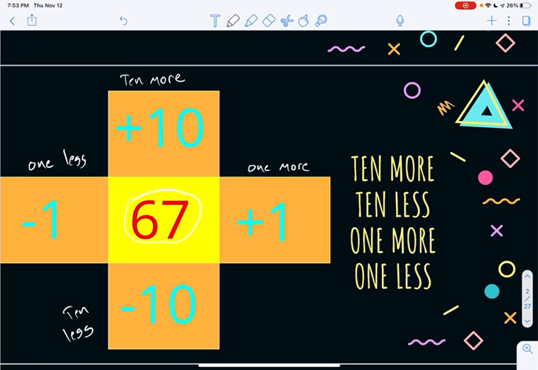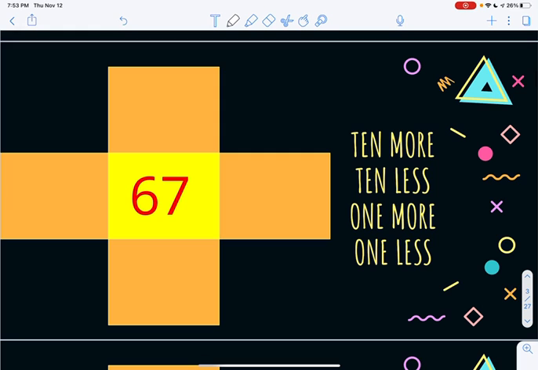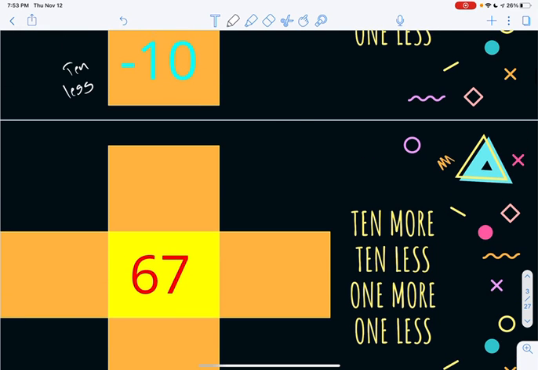So what is 1 more than 67? What is 1 less than 67? What is 10 more than 67? And what is 10 less than 67? So let's go ahead and look at the first one.